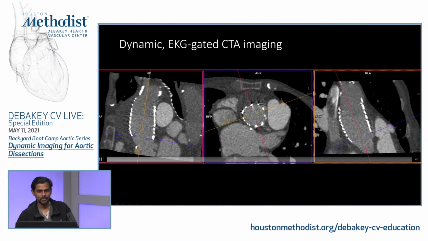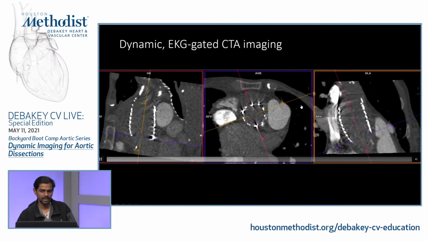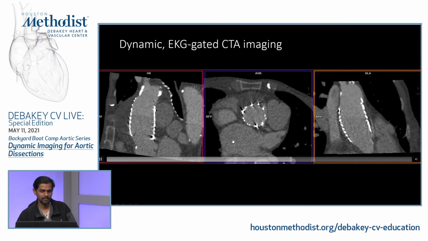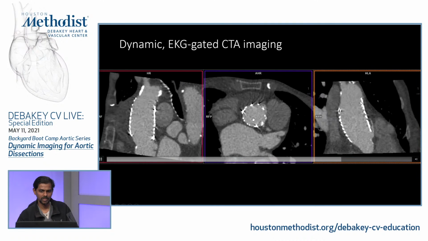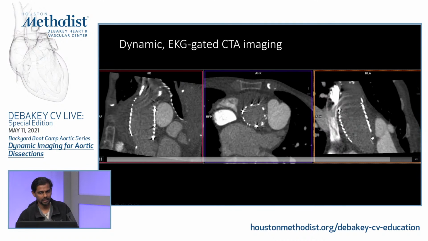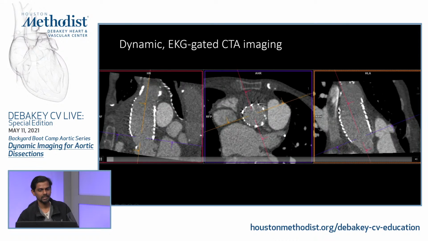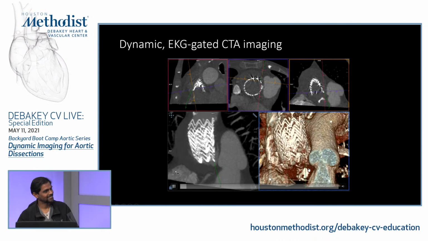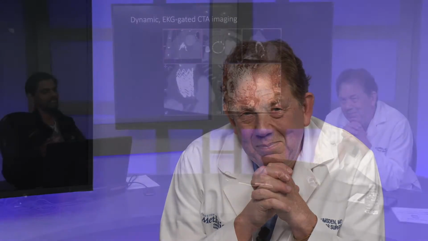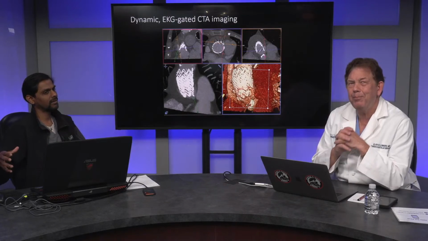Now you're seeing the contrast arrive in the SVC, PA, left atrium, and into the ascending aorta. And what we were able to clearly demonstrate is a type 1A endoleak coming from the proximal end of the stent graft. And I'm sure they said, "Oh, great! I'm glad you've demonstrated that. Now what?"